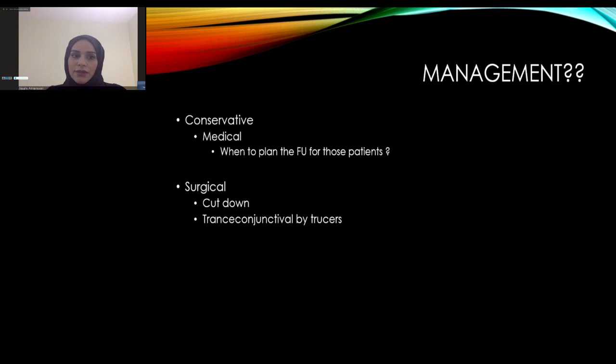So there is conservative management, which is only watching the patient and giving them some eye drops, like steroid eye drops and cycloplegic, and just following those patients regularly. Usually it depends on the size of the choroidal detachment, but usually they will resolve by themselves. And the surgical management is either you do a scleral cut down to drain the subchoroidal fluid, or you do transconjunctival by Broca's technique.